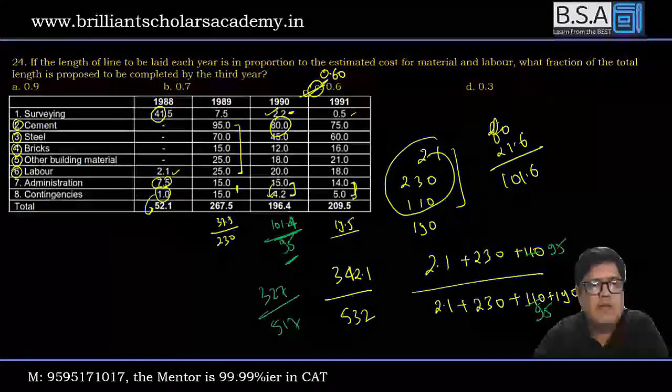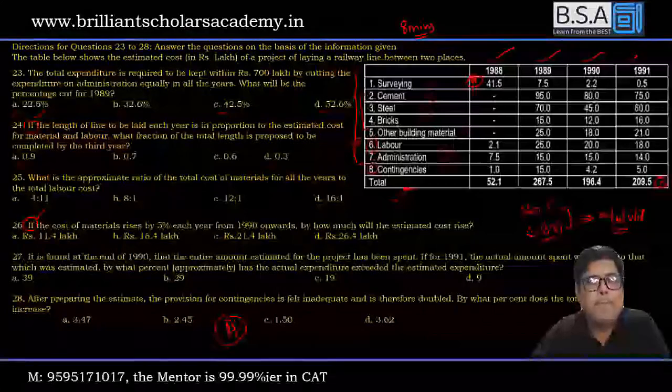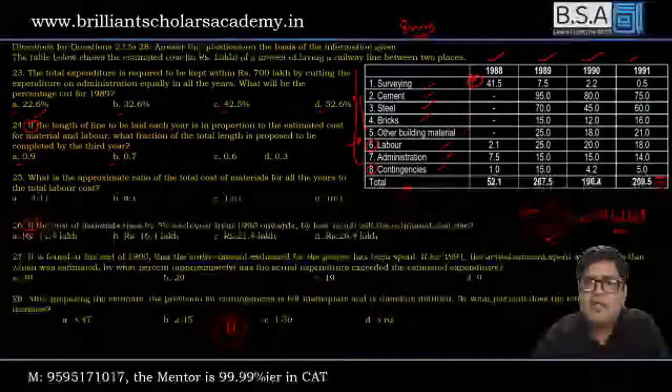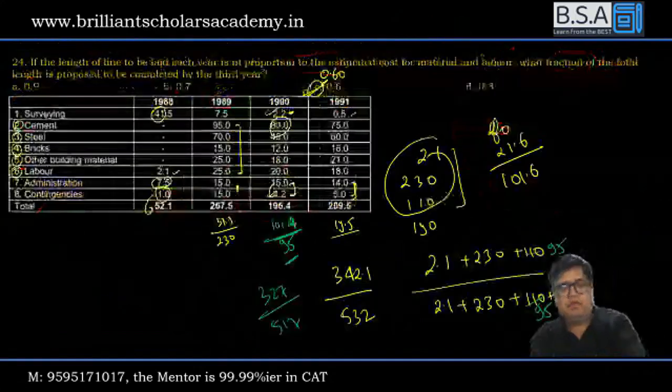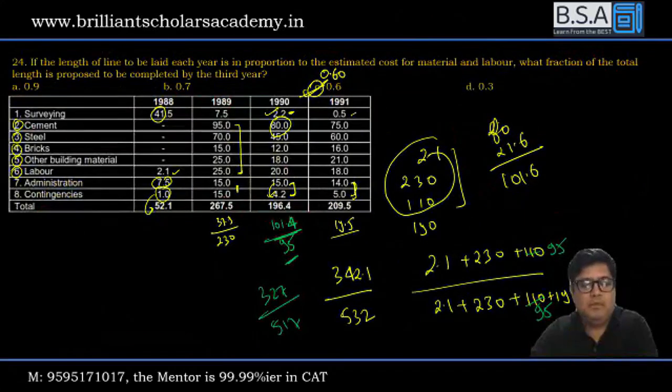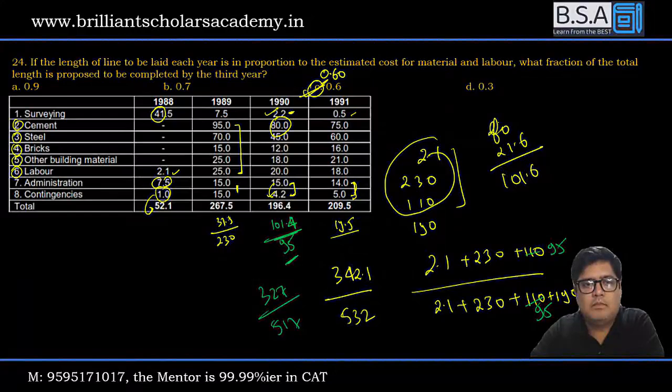Why are we not considering cement, you are saying? Material and labor cost. Cement is a material. Material and labor cost. Okay, you're saying there's a total mistake in 1990. Make the correction and get your answer correct. Yeah, make that correction and get your answer.